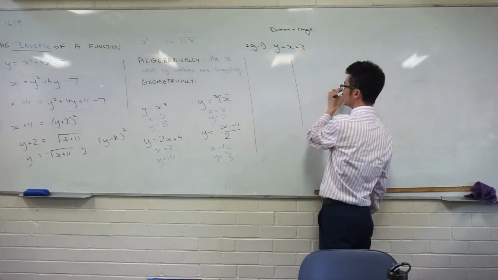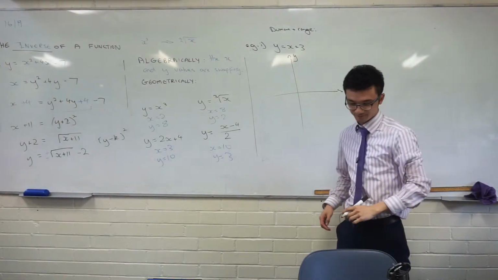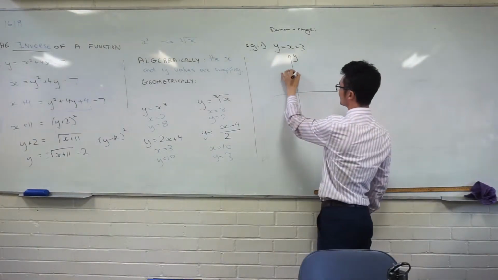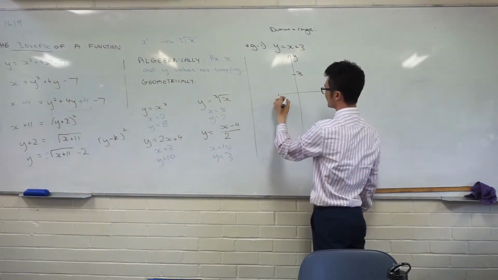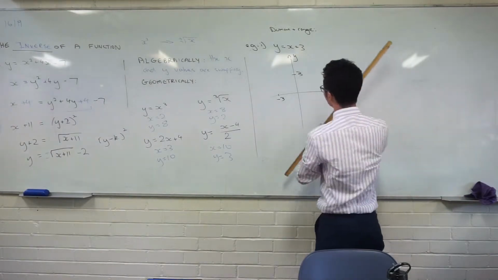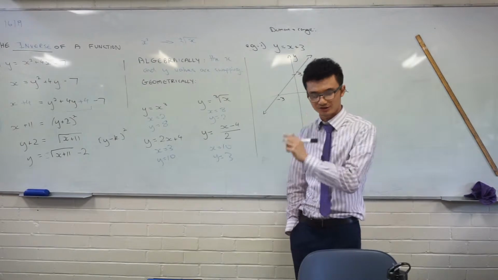So let's look at the original curve. y equals x plus 3, we know what that's going to look like. That's going to look something like this. So we'll pass through, it's got a gradient of 1. I want to use a ruler here, so it's nice and straight. Just like this. Now, what's the inverse of this expression?